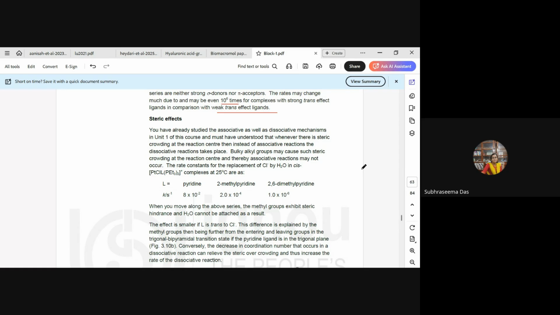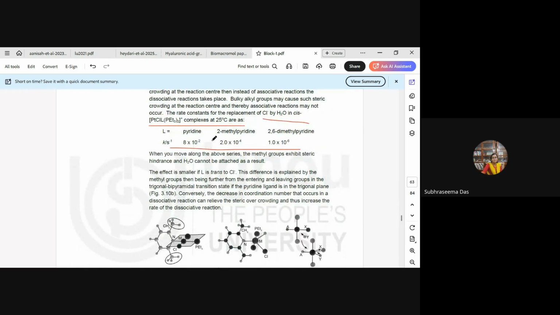So the rate constants of the replacement of chloride by water in cis-Pt(Cl)(L)(PEt3) complexes have been shown here. For pyridine, then for 2-methyl pyridine, because of the presence of a methyl group, there is steric hindrance and the rate constant decreases. And for 2,6-dimethyl pyridine, two methyl groups are present, and the k value further decreases.